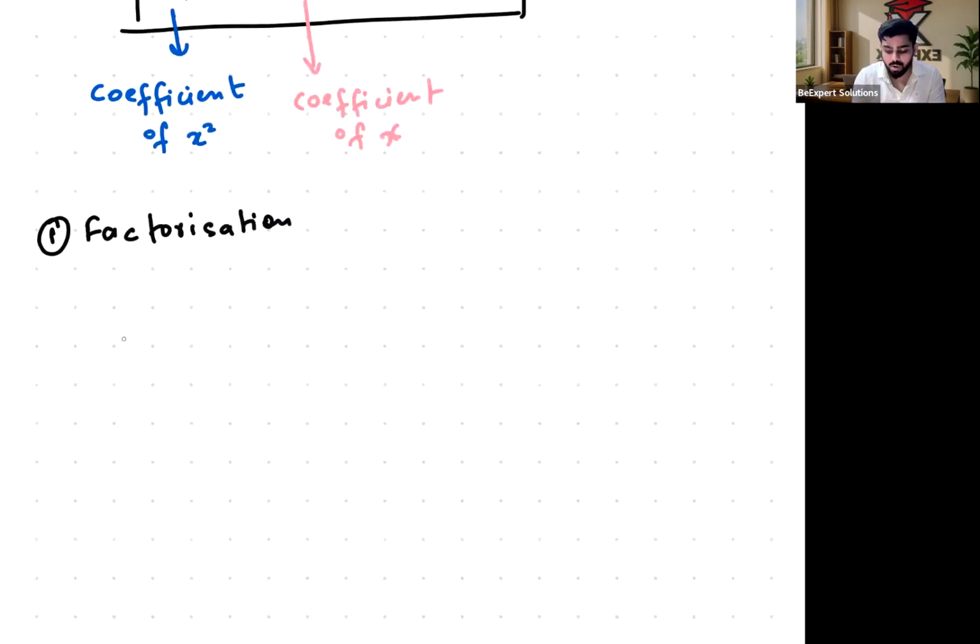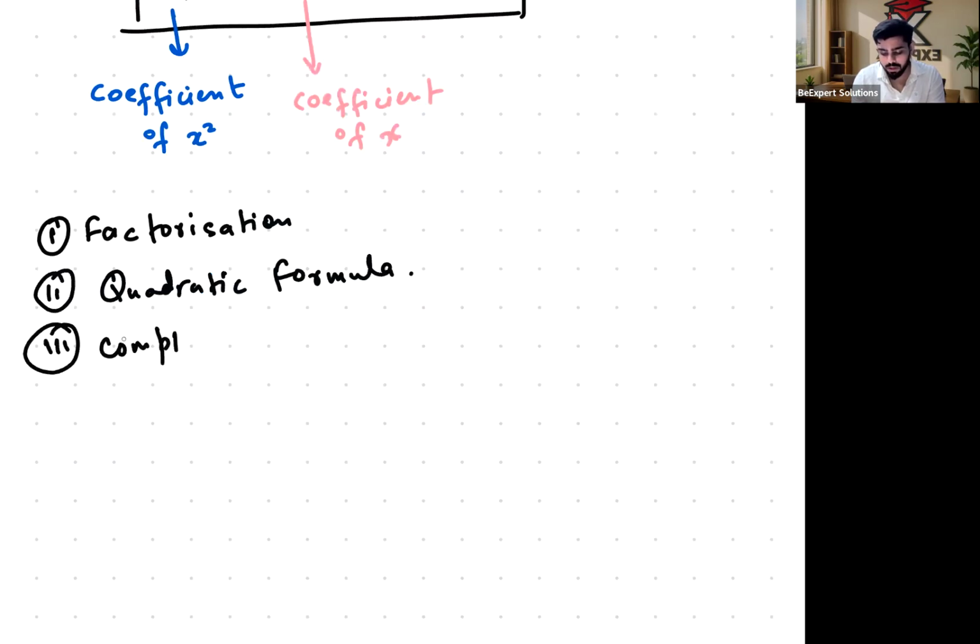The second method is called the quadratic formula. This is another method that we use to solve a quadratic equation. And the third method is called the completing the square method. These are the three methods with the help of which we solve a quadratic equation.